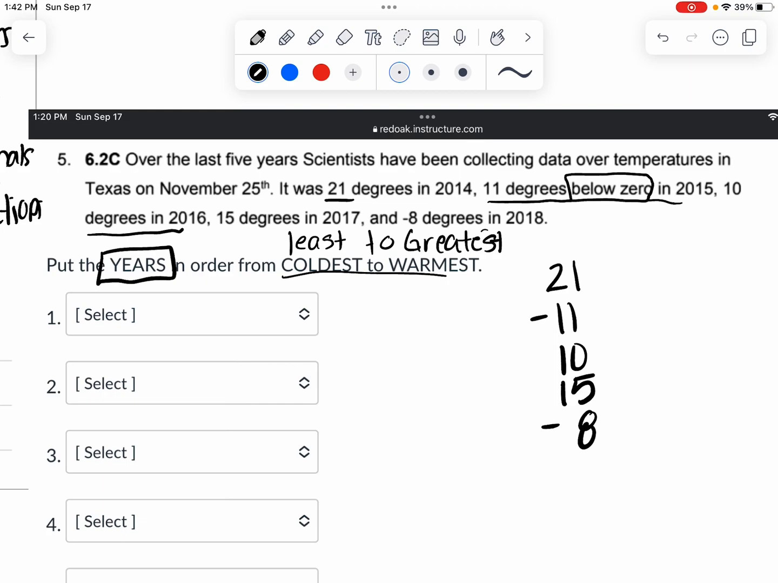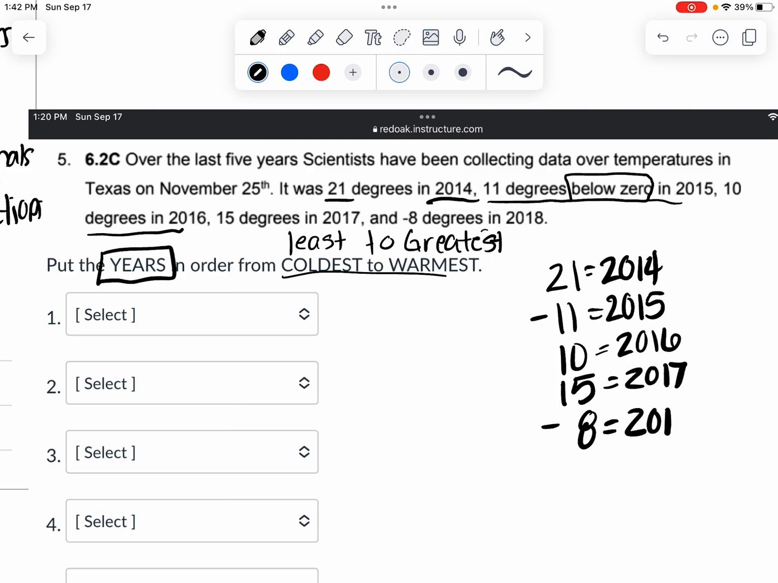Okay, so I'm going to go back and look. 21 degrees was 2014. Because we're using the years. Negative 11 was 2015. 10 degrees was 2016. 15 degrees was 2017. And negative 8 degrees was 2018.